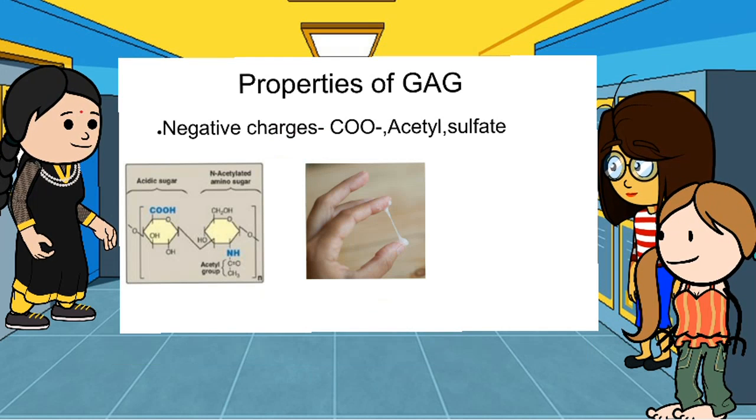Now we will see the properties of glycosaminoglycans. As you can see in this picture, the slippery consistency of mucus is because these glycosaminoglycans carry a large number of negative charges. They carry a lot of carboxyl, acetyl and sulfate groups, and these chains tend to repel each other. That is the reason for the slippery consistency of mucus secretions, which are rich in glycosaminoglycans.